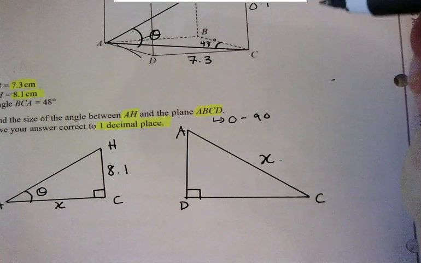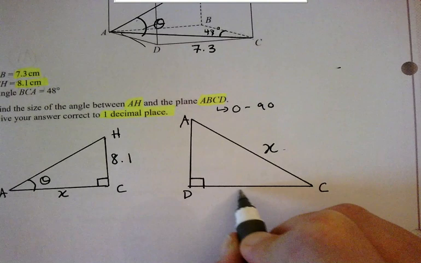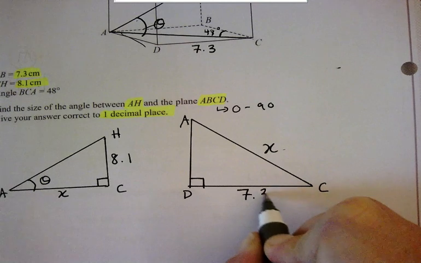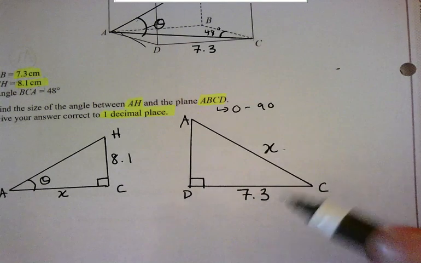Be careful, they're not all the same. I can see these two aren't the same. Cuboid, all of the faces are rectangles, but not all the lengths are the same. It's not a cube. So DC I know is 7.3.